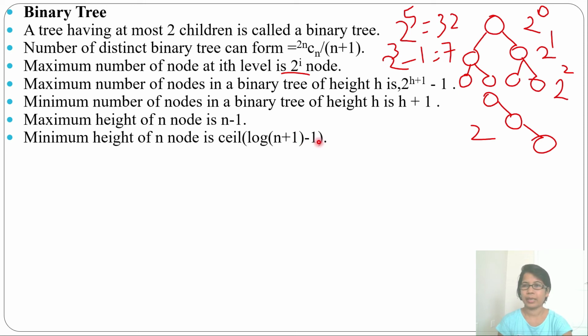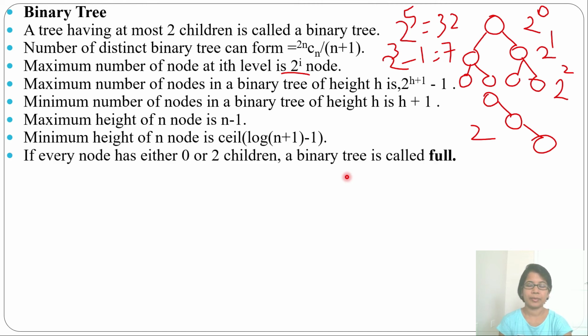You can just find, like here n is 7. So you can find log 7 plus 1. So 7 plus 1 is 8. Log 8 is 3, minus 1, that is 2. So here height is 2. I think you guys are clear.